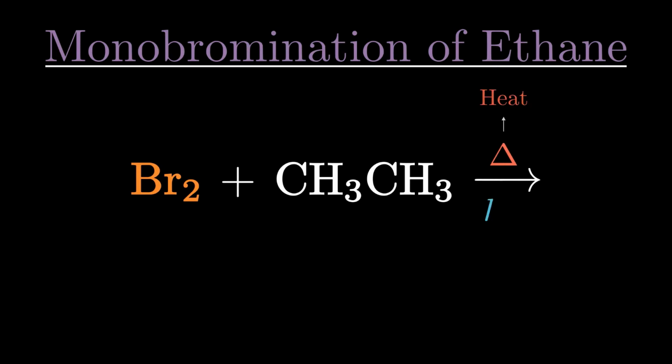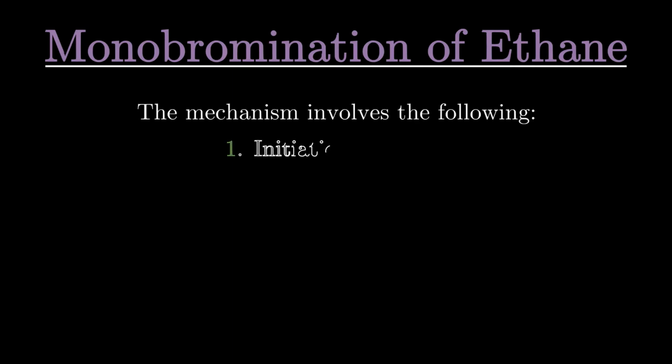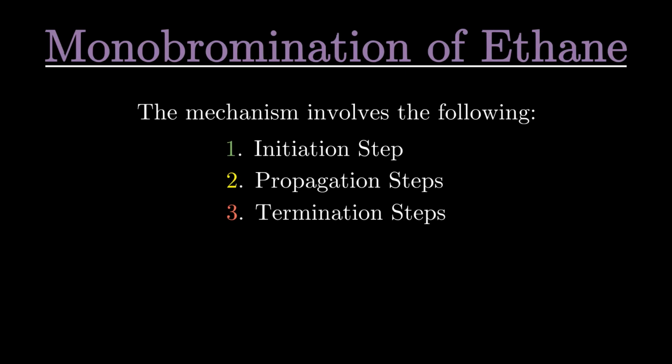The reaction requires a kickstart, which it will get from heat or light. The heat or light does not actually affect the ethane molecule, but instead the bromine. But what exactly happens to the bromine? Overall, the monobromination of ethane involves three distinct steps: initiation, propagation, and termination.